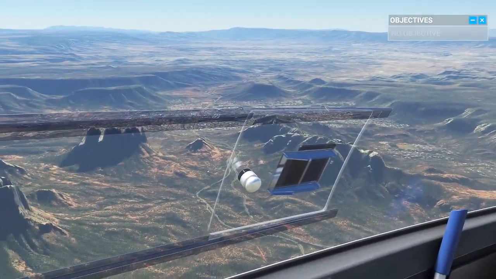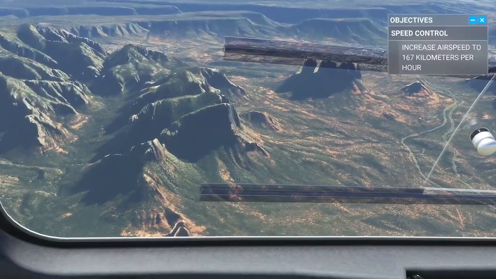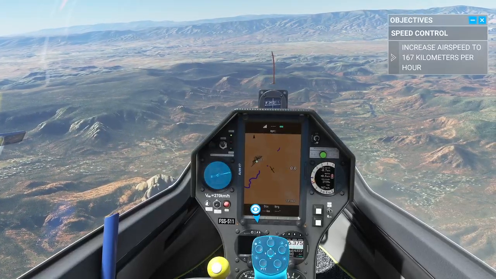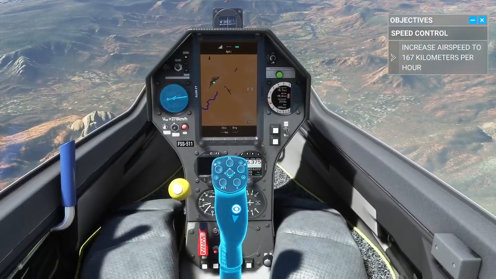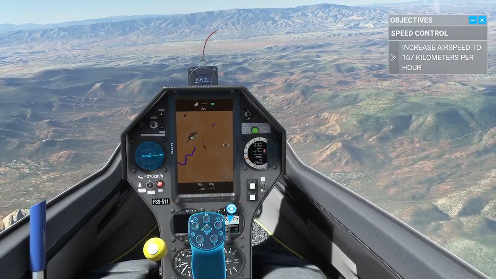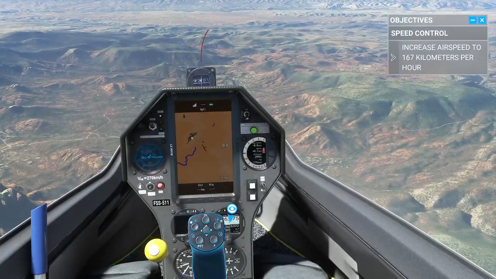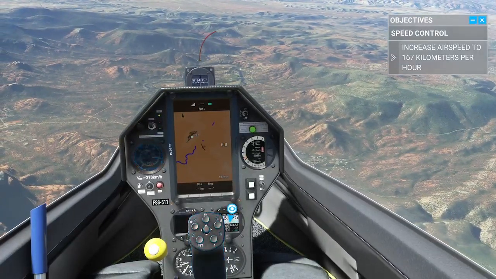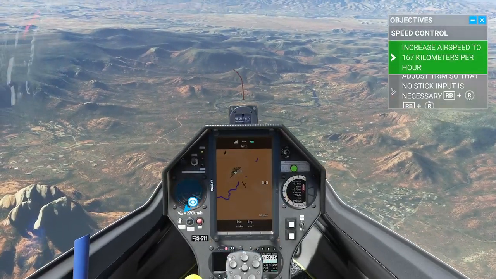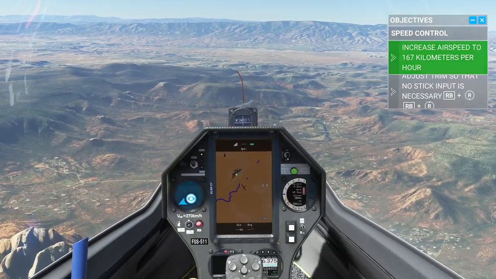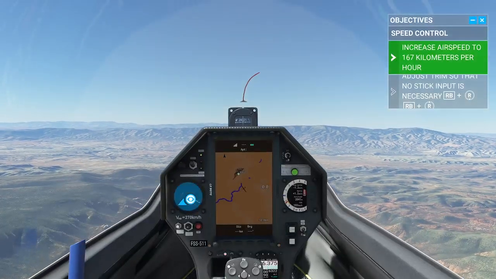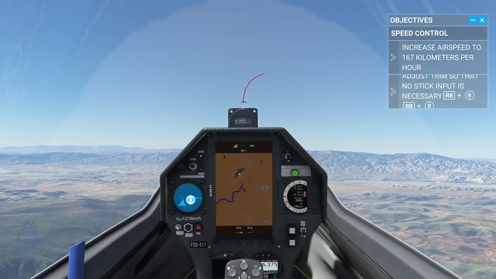Let's see how the glider feels at different airspeeds. With gliders, expect a delay of 1 to 2 seconds from control input to change in speed. Let's increase airspeed to 167 kilometers per hour. Gently push the stick forward to pitch the nose down as you observe the airspeed indicator. At 167 kilometers per hour, pull back gently to maintain speed and trim the elevator so that the glider maintains 167 kilometers per hour without pilot input.